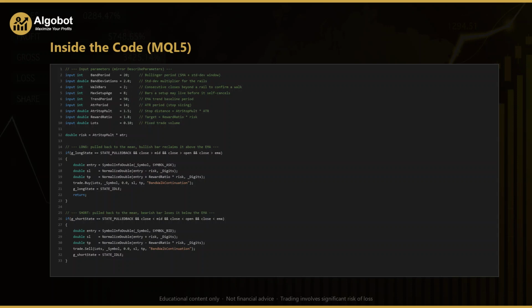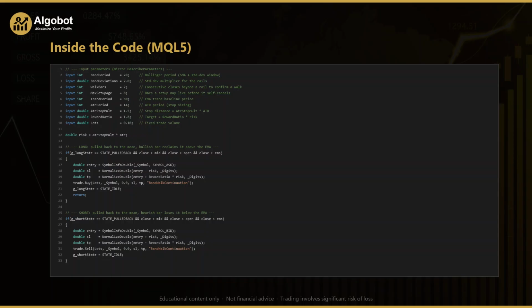The condition checks that the long state equals pulled back, that the close is above the middle band, that the close is above the open, so the bar is bullish, and that the close is above the EMA. When every part is true, the code reads the ask price as the entry, sets the stop 1 risk distance below it, sets the take profit at the reward ratio times risk above it, and calls trade.buy.